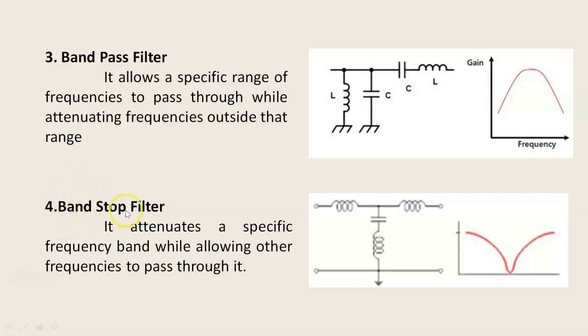And last, band stop filter. A band stop filter is also known as notch filter. It attenuates a specific frequency band while allowing other frequencies to pass through it. It is useful for eliminating interference from a particular frequency or removing a specific narrowband noise source. This is the magnitude characteristics of band stop filter.